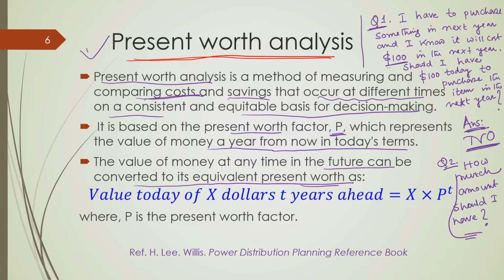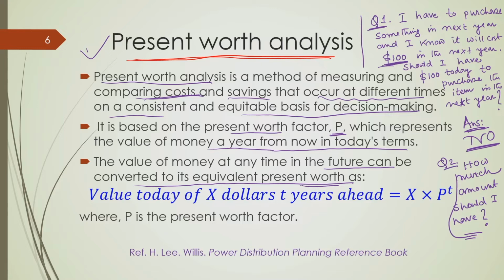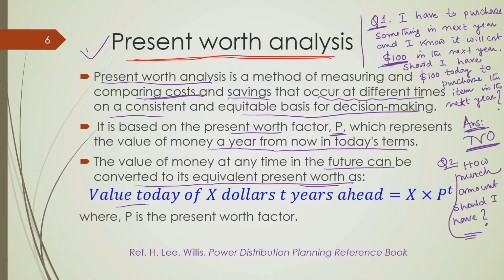For example, as I said, I need to invest this $100 one year from now, and then how much money should I have, so that I can purchase that item? In order to understand that, I have to bring this $100 to the equivalent present form, that is, what is the present worth of that particular money. That is done by this equation: the value of x dollars at time t ahead is x multiplied by P to the power t, where P is the present worth factor and t is the year in which that investment is required.